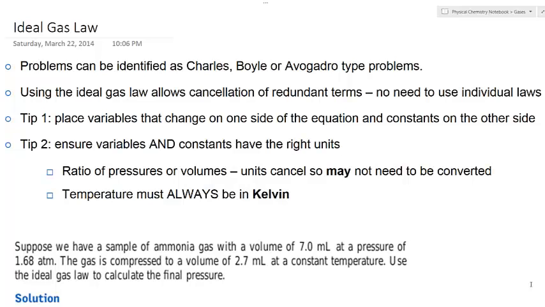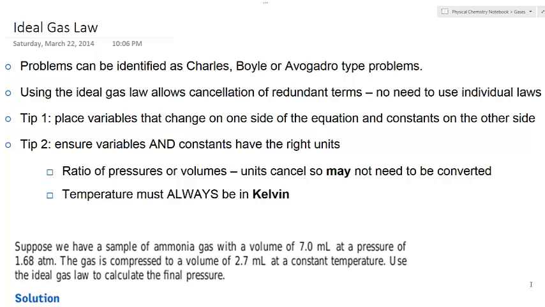So I just want to give you a couple of ways to use the gas laws, and the way that I prefer is to use the ideal gas law. And I'm going to give you a couple of examples on how to do this. Now, normally you can just identify a problem as either a Charles or a Boyle or an Avogadro type problem and then use the appropriate law. But if you use the ideal gas law, then you can cancel out all the redundant terms and you don't need to use those individual things.